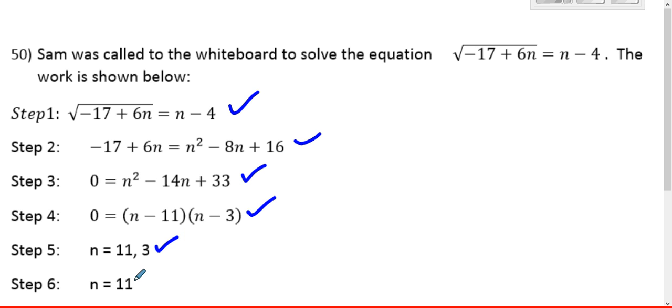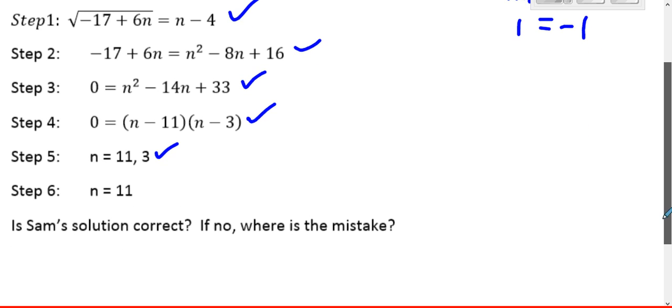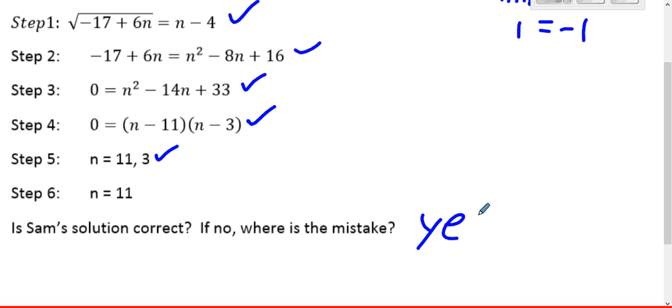Then they went and they did check for an extraneous, it looks like. So it looks like 3 does not work here. Because you would get a negative 1 on the right and a positive 1 on the left. So are they correct? Yes.